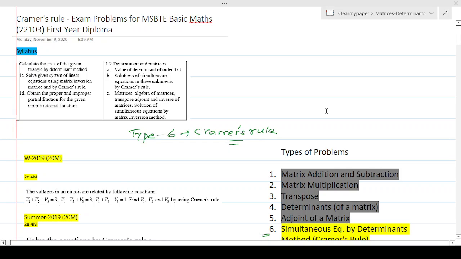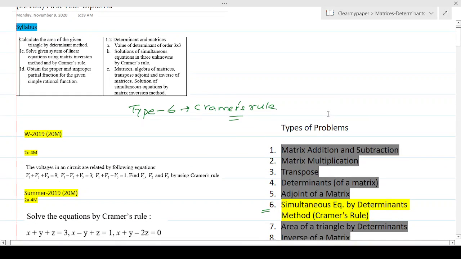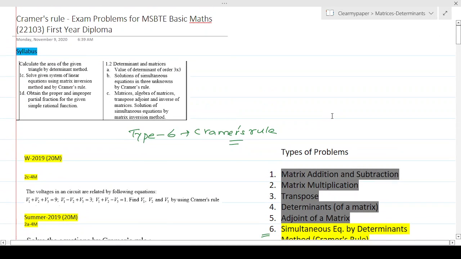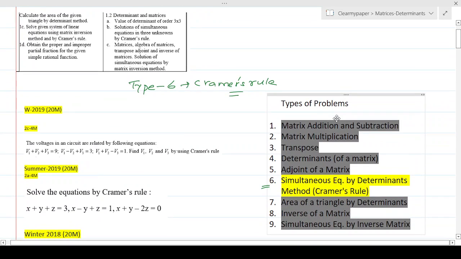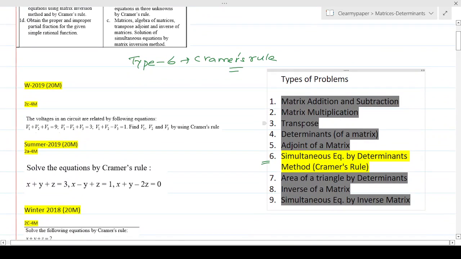Today we are going to talk about Cramer's Rule, one of the important topics in the syllabus and also in general matrices and determinants. Like I said before, for basic mathematics for the Maharashtra State Board first year diploma, I've divided the overall syllabus, which includes both determinants and matrices, into 9 types of problems. Cramer's rule, the one highlighted in yellow over here, is a type 6 problem. It's one of the types.